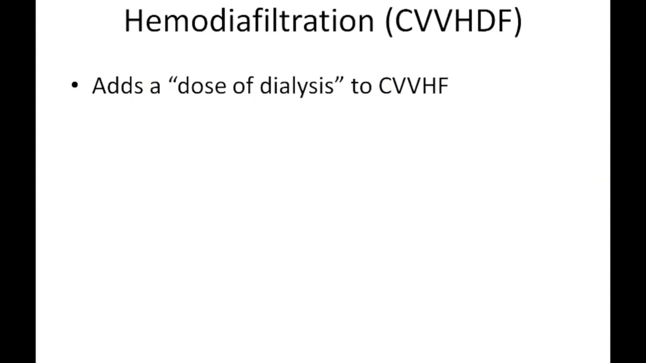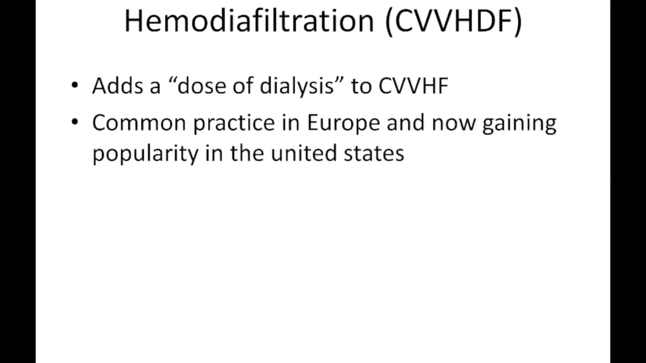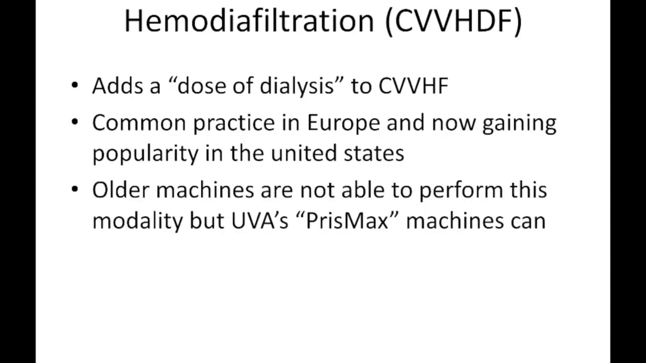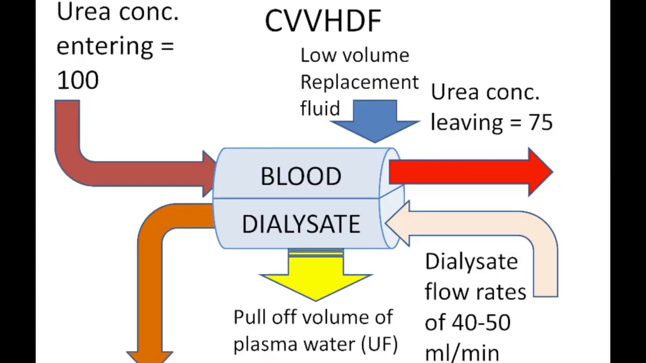So typically we have mostly CVVHF, and we add some additional clearance by classic diffusive clearance. So we just do a slow dialysis along with typical CVVHF settings. Again, as we talked about earlier, very common in Europe. The machines that we have historically carried at UVA are not able to perform this modality, but the new Prismax machines are able to do that. We'll talk about that in a second.